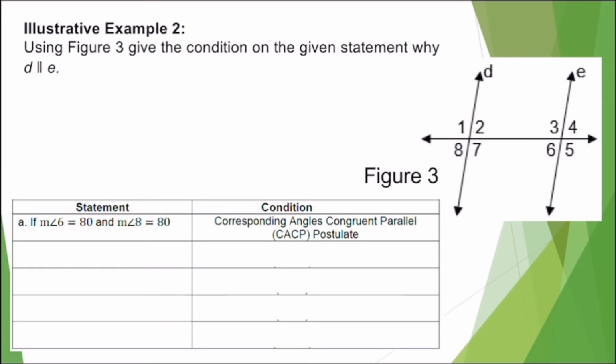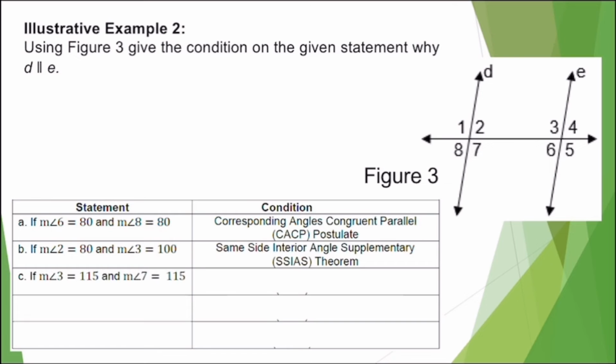Next statement, if the degree measure of angle 2 is equal to 80 and the degree measure of angle 3 is equal to 100, the condition here is the same side interior angle supplementary, or the SSIS theorem. Next statement, if the degree measure of angle 3 is equal to 115 and the degree measure of angle 7 is equal to 115, the condition here is by the alternate interior congruent parallel, or the AICP theorem.